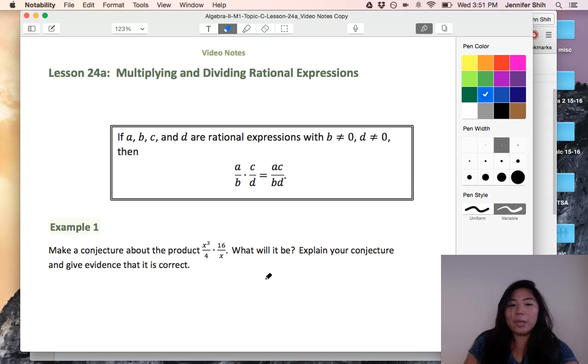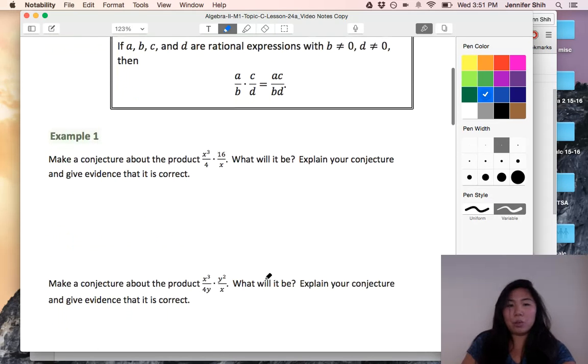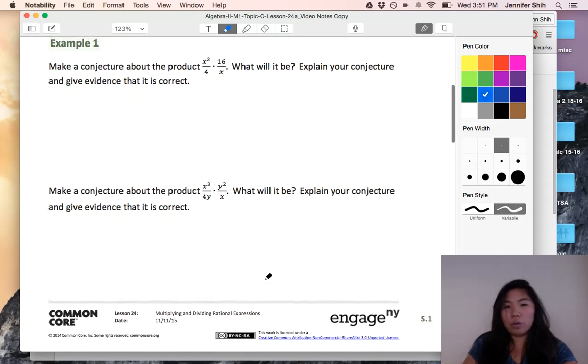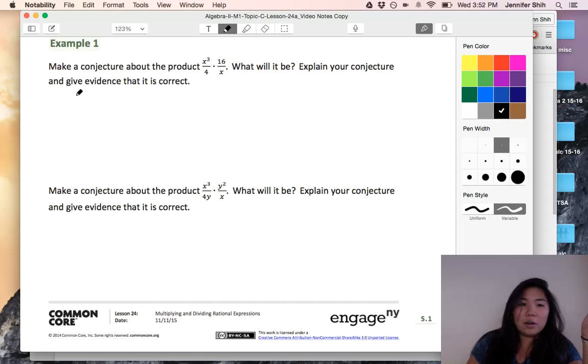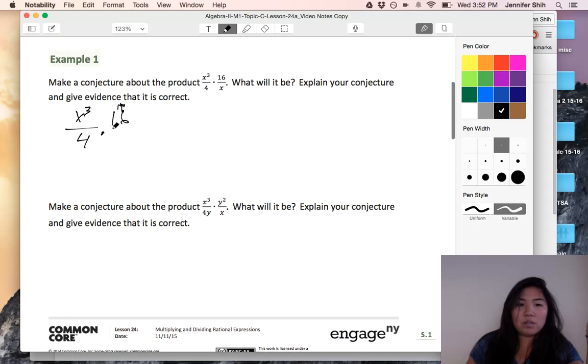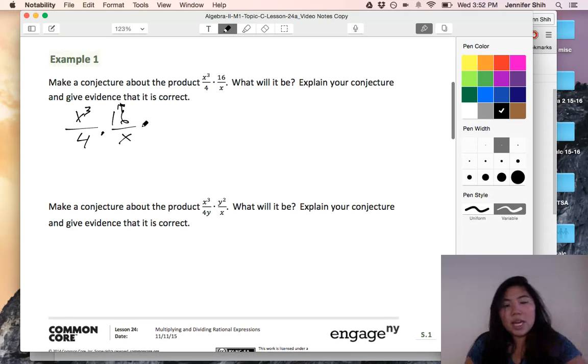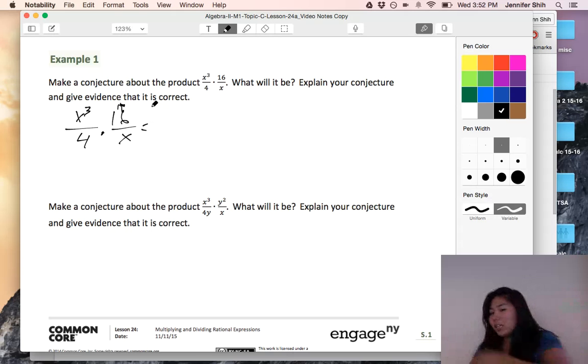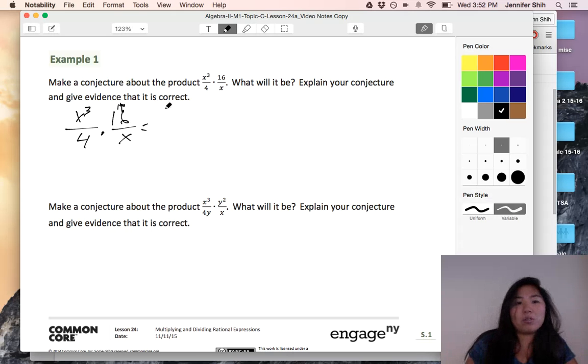Example 1, make a conjecture about the product x cubed over 4 times 16 over x. What will it be? Explain your conjecture and give evidence that it is correct. So I think the first thing I'm going to do is rewrite this problem, x cubed over 4 times 16 over x, much like you are writing this down in your notes. And if I multiply across, like I do with all fractions, including rational expressions, I'm going to get 16x cubed over 4x. And now I need to simplify.